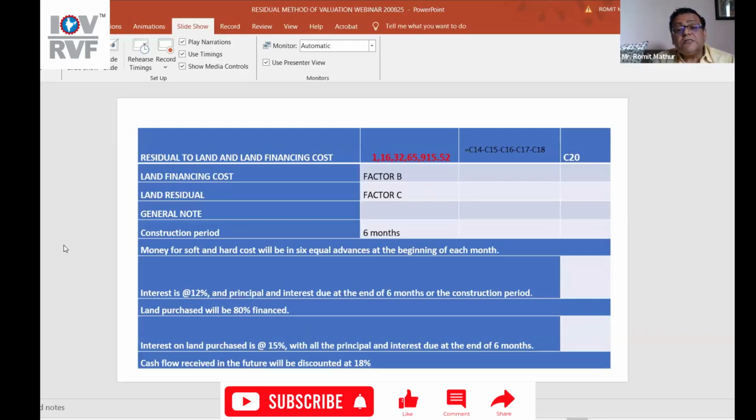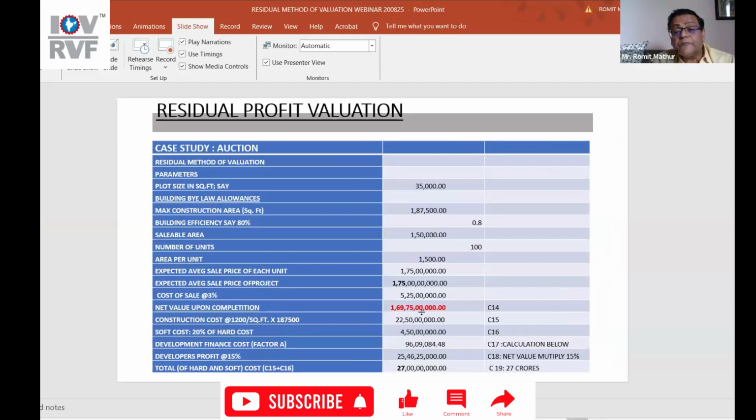So what is the residual to land and land building cost? It is 116 crores. How do you get it? C14 minus C15 minus C16 minus C17 minus C18. Now, what are these C14 to C18? Net value upon completion. From this we are deducting construction cost, soft cost, development finance cost, and development profit. 4 factors: construction cost, soft cost, development finance cost, and developer's profit.